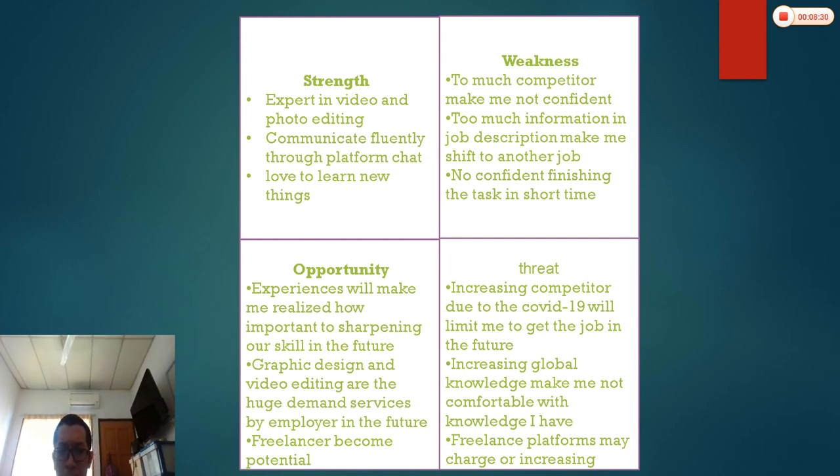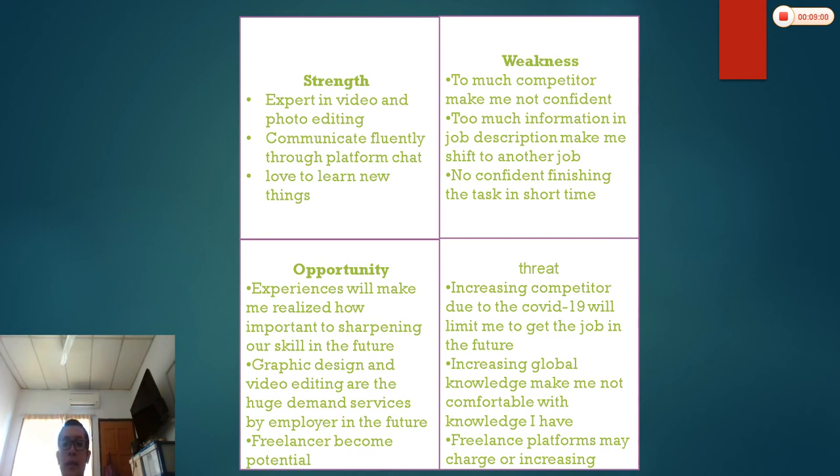Okay, next we move to the threats. Increasing competition due to COVID-19 will limit me from getting jobs in the future. I can see this is a threat for me, because due to COVID-19, more people lost their jobs and people are desperate to get income. Then they will have to learn new things or gain more skills in order to qualify for a job on the freelance platform.